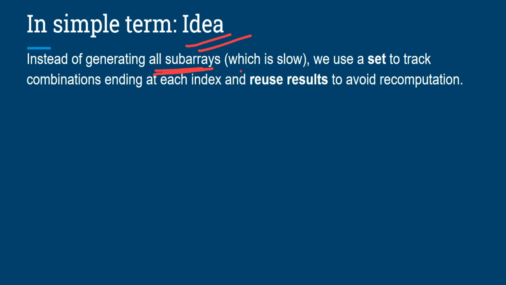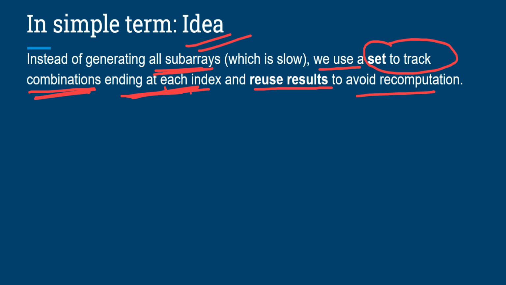So we should use a set to track the combinations ending at each index. So we want to find what? The combinations that we are getting at each index, right? So we have to track them. So we will use a set to track the combinations ending at each index. And then we'll reuse the result to avoid recomputation.